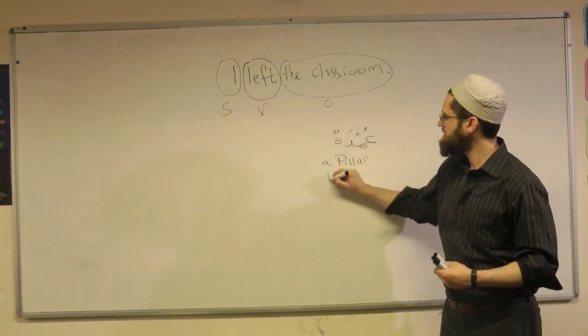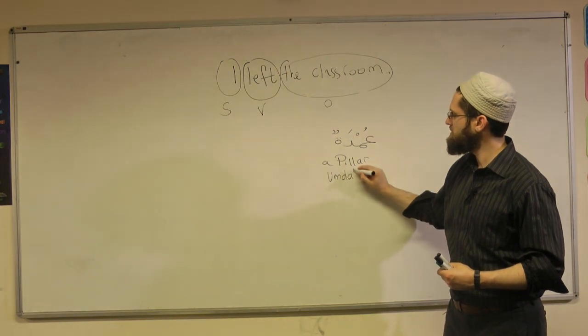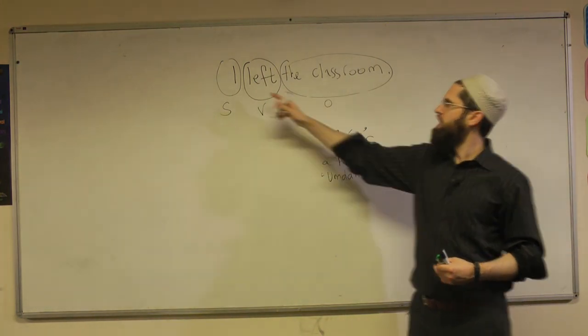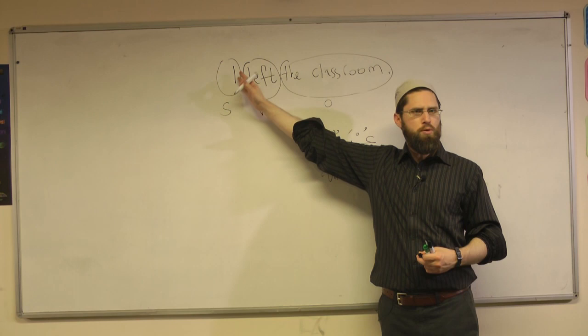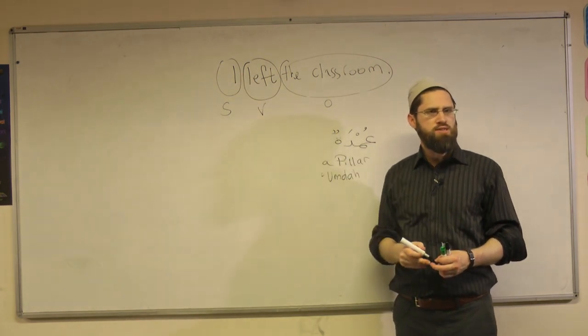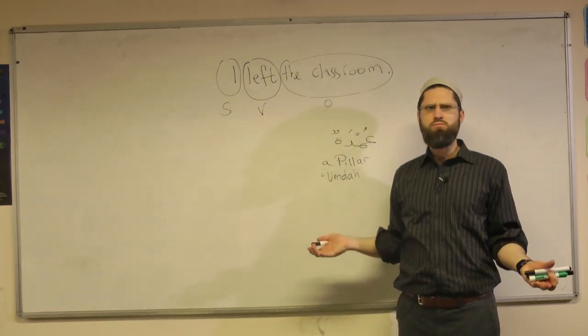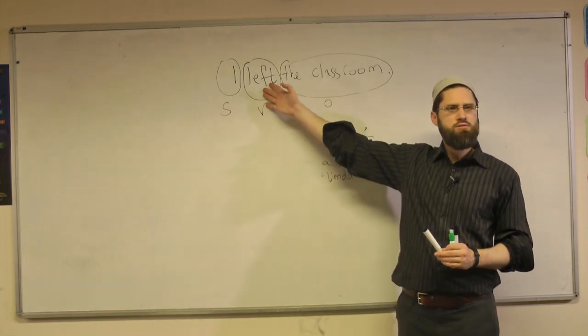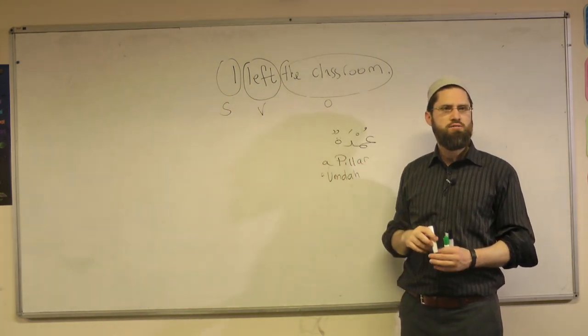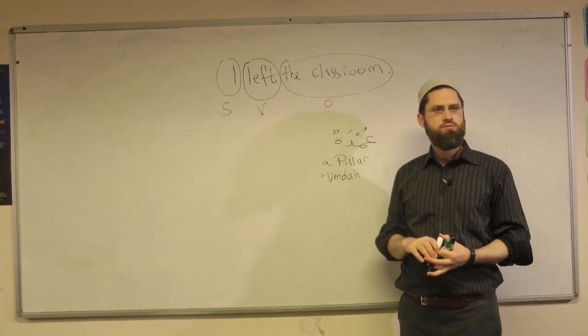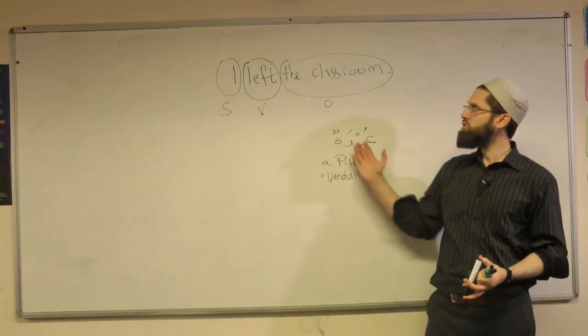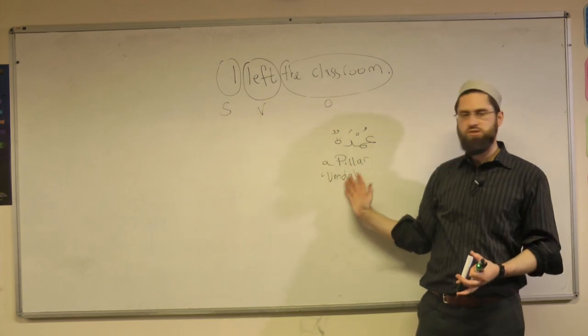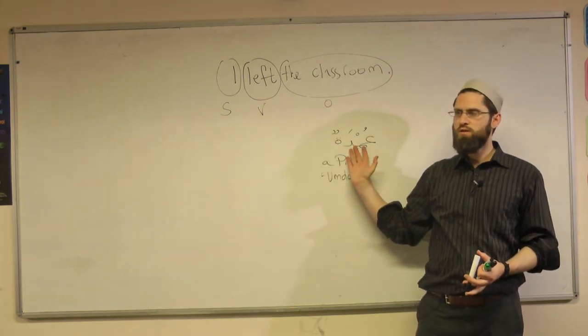So, the subject is an umda. I'll write that in Arabic transliteration as well for you. If you pull I out, does the sentence make sense? No. Left the room. Well, who's doing it? If I pull out the action, does it make sense as a sentence? The classroom. No. Doesn't make sense. So these two elements are what we call pillars, or in Arabic, umda.